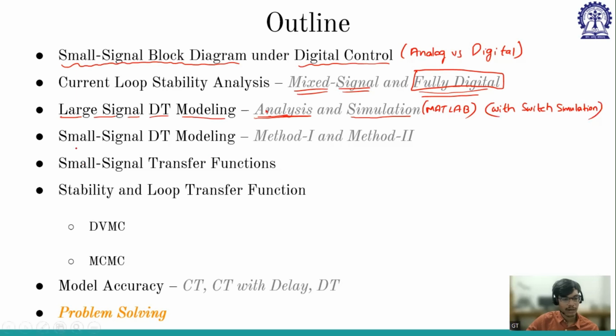And then from large signal, we'll derive something called small signal DT modeling, and it has 2 methods, method 1 as well as method 2. I'll discuss both the methods briefly. And then from the small signal DT modeling, we'll derive something called the small signal transfer function. Why do we need small signal transfer functions for controller design? Using this small signal transfer function, we'll go to the controller design part, which will be in the next week.